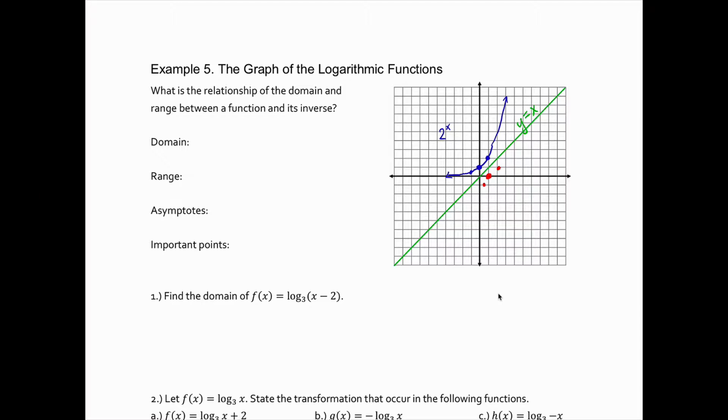So this time we have a vertical asymptote. And I'm going to go ahead and just put one more point here, just so I can get a good shape. So here we have our logarithmic function's graph.